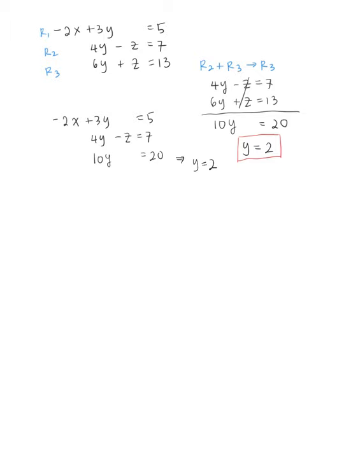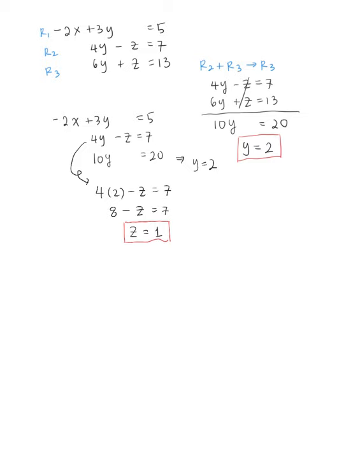Now, let's plug that y equals 2 into the second equation to solve for z. So now I'm going to take this one here. I'm going to go 4 times 2 minus z equals 7. So here you're going to have 8 minus z equals 7. So our z is going to be 1. Let me box that. Now we can find our x.